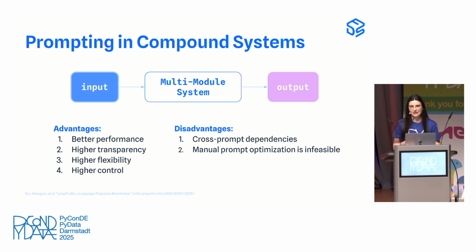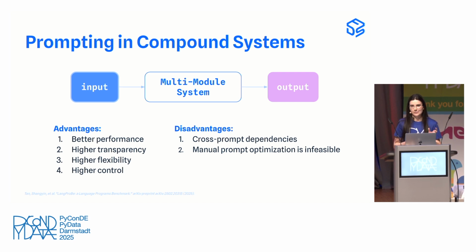Finally, such systems give you more ways to ground the model's output, for example, with external data sources or external tools. But here's the catch. This added structure comes at a cost. We're no longer dealing with just one model or one prompt. Instead, we have a chain or graph of components or modules, each with its own role and, more importantly, its own prompt. These prompts are no longer independent.